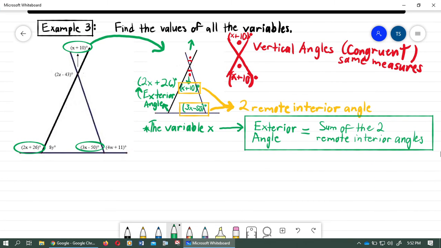Let's set up our equation using what we already know. The exterior angle was 2x plus 26. The sum of the two remote interior angles that we've got to add together is x plus 10 plus 3x minus 50. And so, guys, we've got our equation set up based on this relationship.